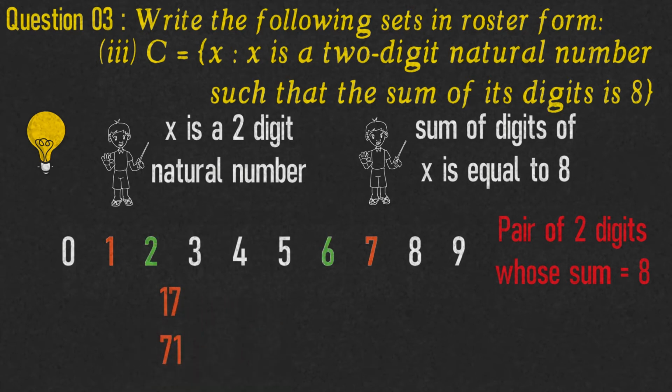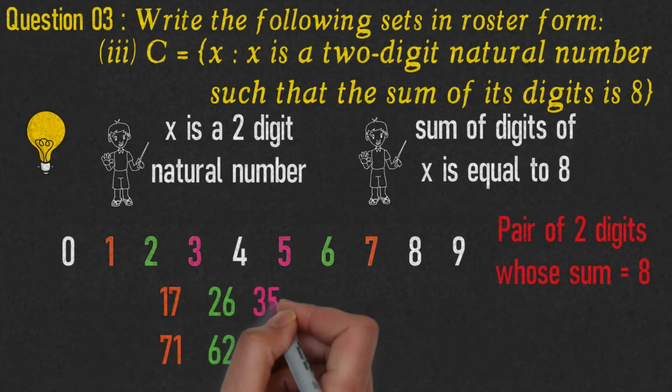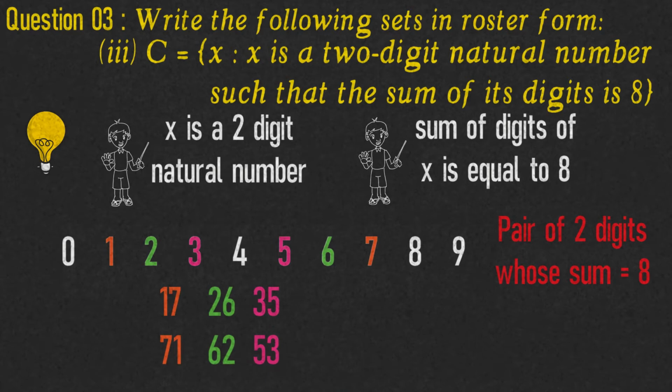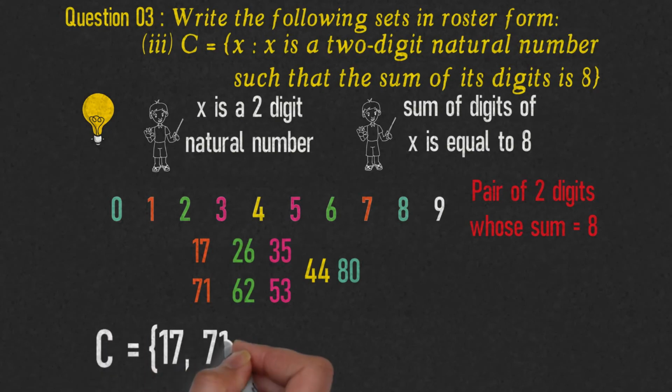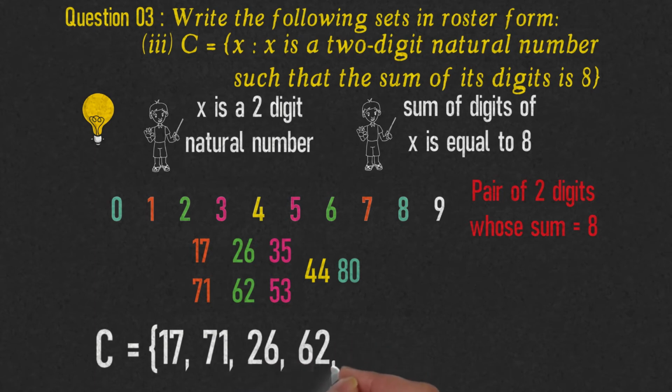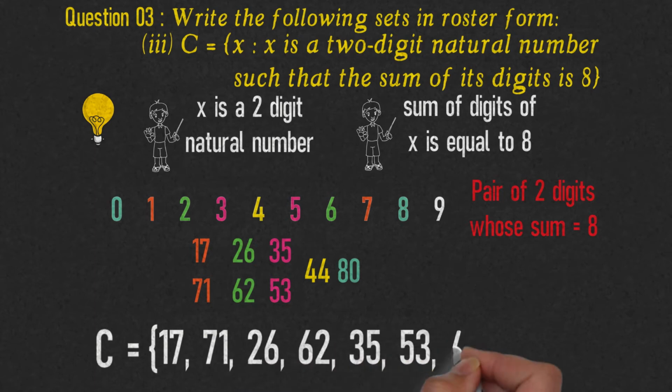2 and 6. They make the pairs 26 and 62. 3 and 5. They make the pairs 35 and 53. 4 and 4 make the pair 44. 8 and 0. They make the pair 80. Therefore, we can write these elements in the form of set to get the roster form of C. That is, C is equal to set of 17, 71, 26, 62, 35, 53, 44, 80.